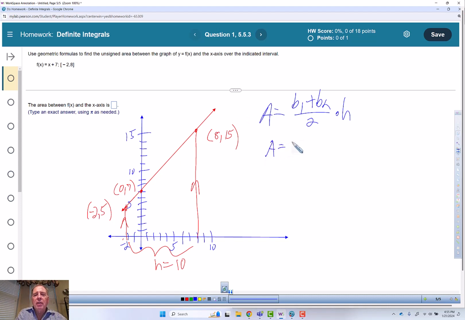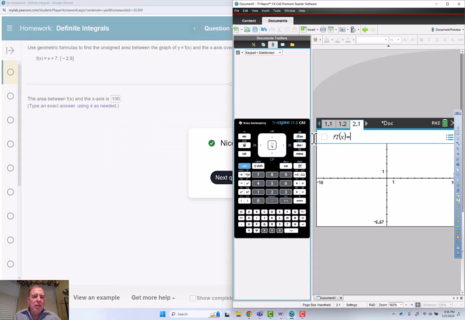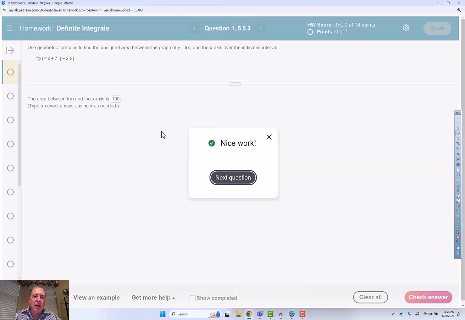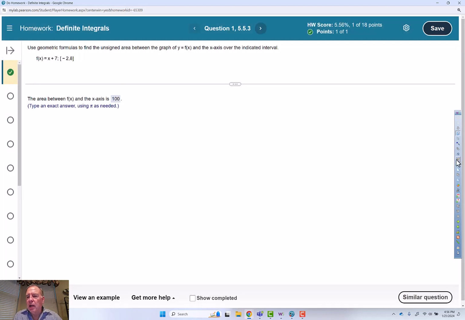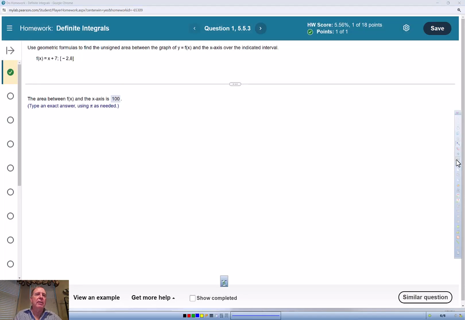So our area is (5 plus 15) over 2 times 10. That's 20 divided by 2 is 10. 10 times 10 is 100. And I already did this one, so 100 was the right answer. And I'm going to get rid of that, and it's not in the book, but I'm going to want you to be able to do this by hand as well.